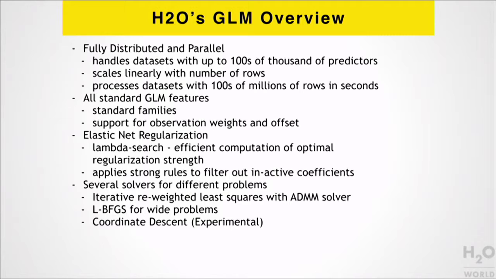And it has all the standard GLM features. We have all the standard families. We have support for observation weights and for offset. And we have elastic net regularization with lambda search, which provides an efficient way of computing the full regularization path we saw on the slide earlier. And we have several solvers for different types of problems. If your problem is very wide and you want a dense solution, use LBFGS. If you're interested in a problem with fewer predictors, iteratively reweighted least squares tends to be the best.